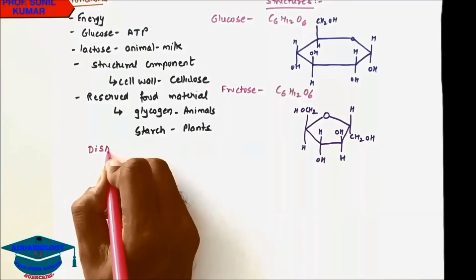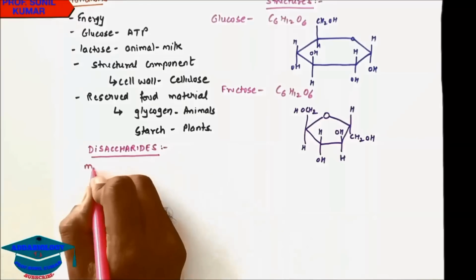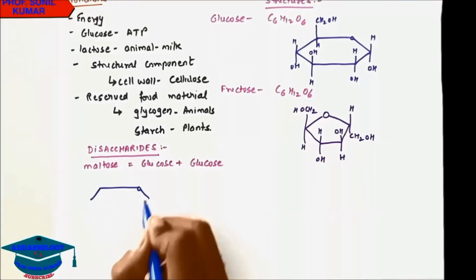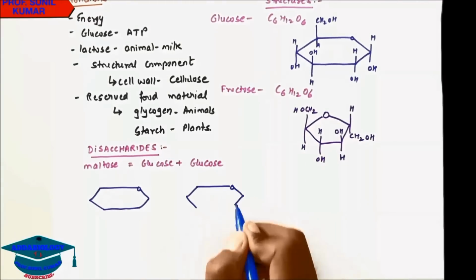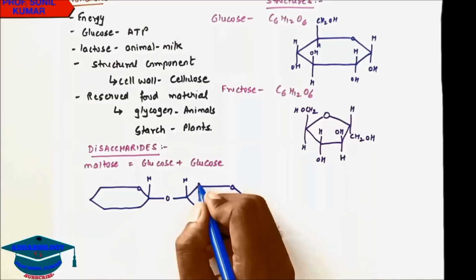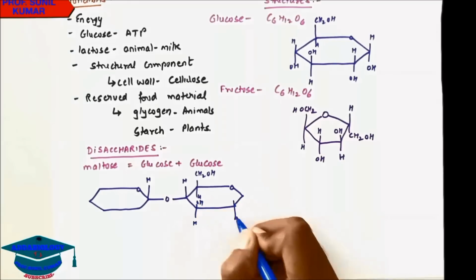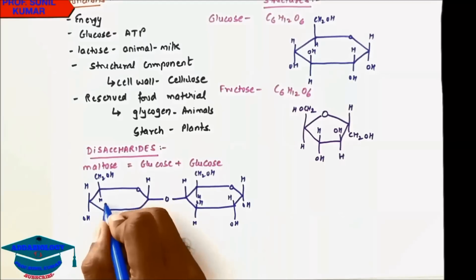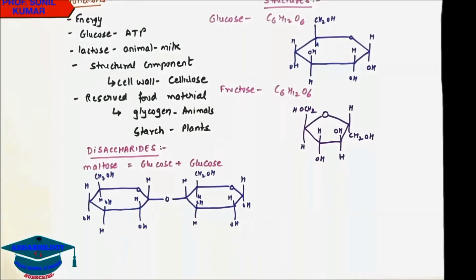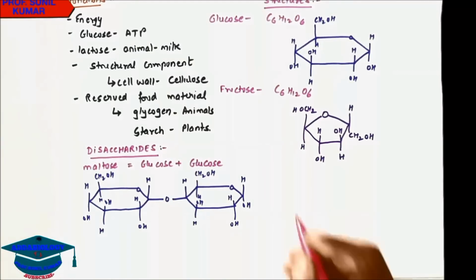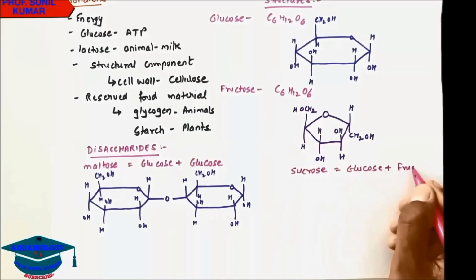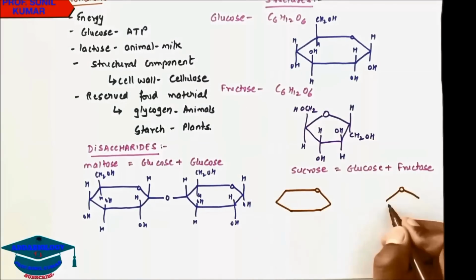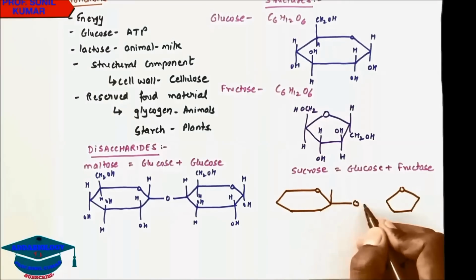When we talk about disaccharides, for example maltose, it is glucose plus glucose. So what we need to do is draw two structures of glucose sugar linked by a bond. We show that bond as the glycosidic bond and we need to balance the entire sugar. Now disaccharide, one more example is sucrose. Sucrose is formed by the union of glucose and fructose. So we need to add two sugars, one glucose sugar and the other a fructose sugar.